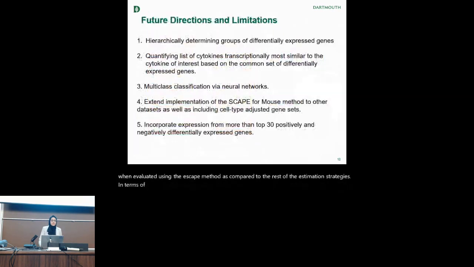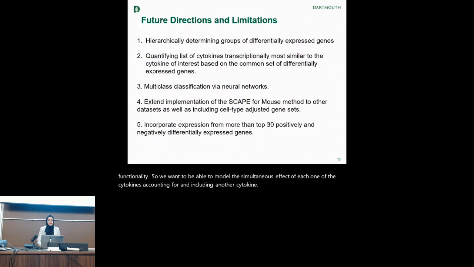In terms of future directions and limitations, one, we can consider hierarchically determining groups of differentially expressed genes, or also considering more recently proposed techniques for differential expression analysis that can quantify differences between the control or the unstimulated and the stimulated data sets. Second, we can quantify a list of cytokines that are transcriptionally most similar to the cytokine of interest based on the common set of differentially expressed genes. These first 2 future directions are addressing a key point, which is that a lot of these cytokines have pleiotropic and redundant functionality. So we want to be able to model the simultaneous effect of each one of the cytokines, accounting for and including another cytokine.